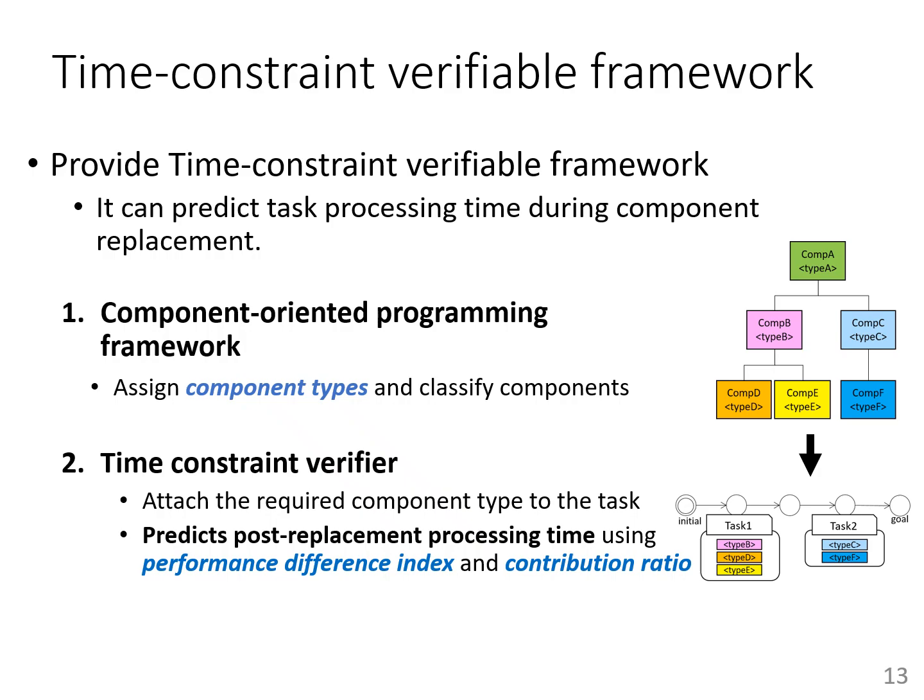The second one is the time constraint verifier. The verifier enables the prediction of execution time by calculating the performance difference between components and the contribution to the overall task time. By using the framework, we can not only identify which components to replace, but also estimate the effect of replacement on task timing in advance.